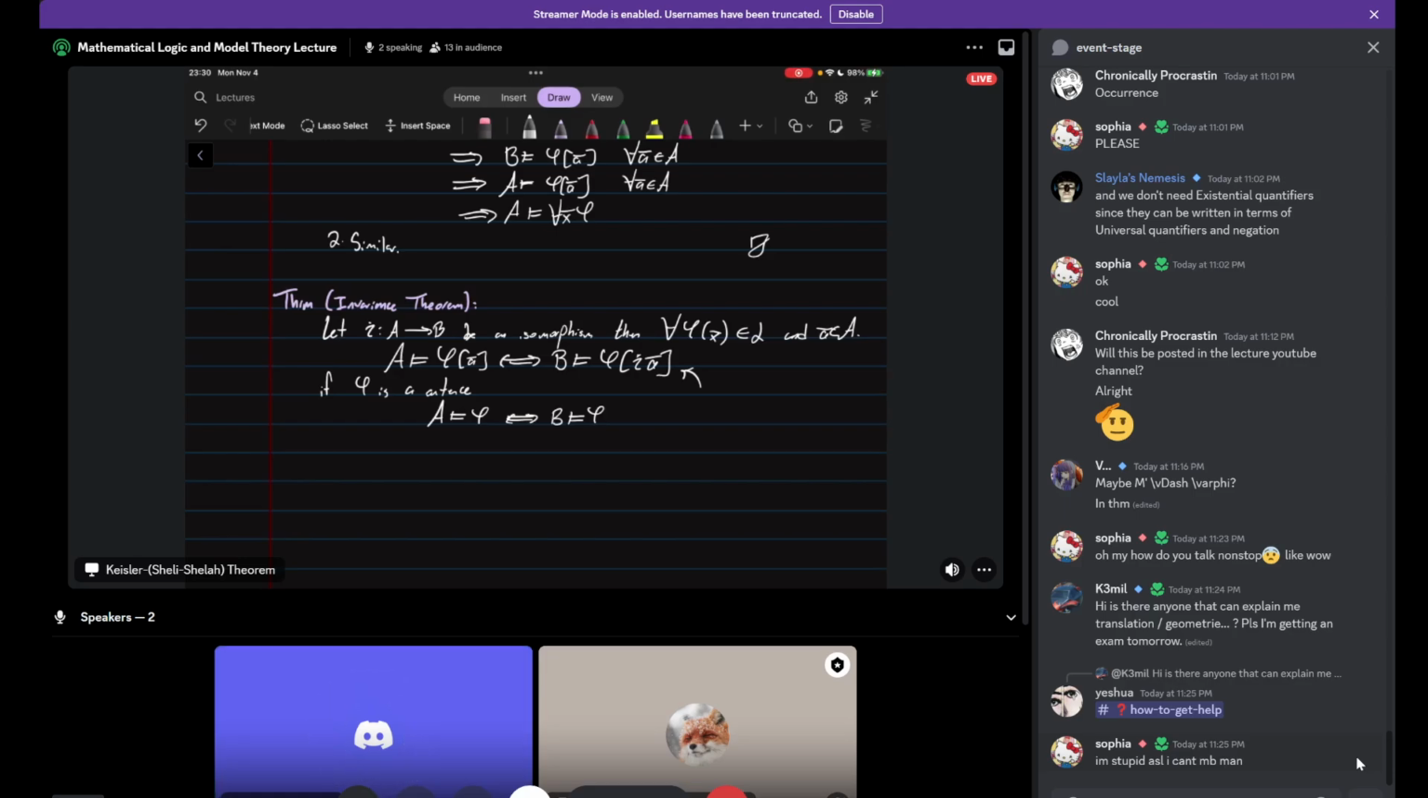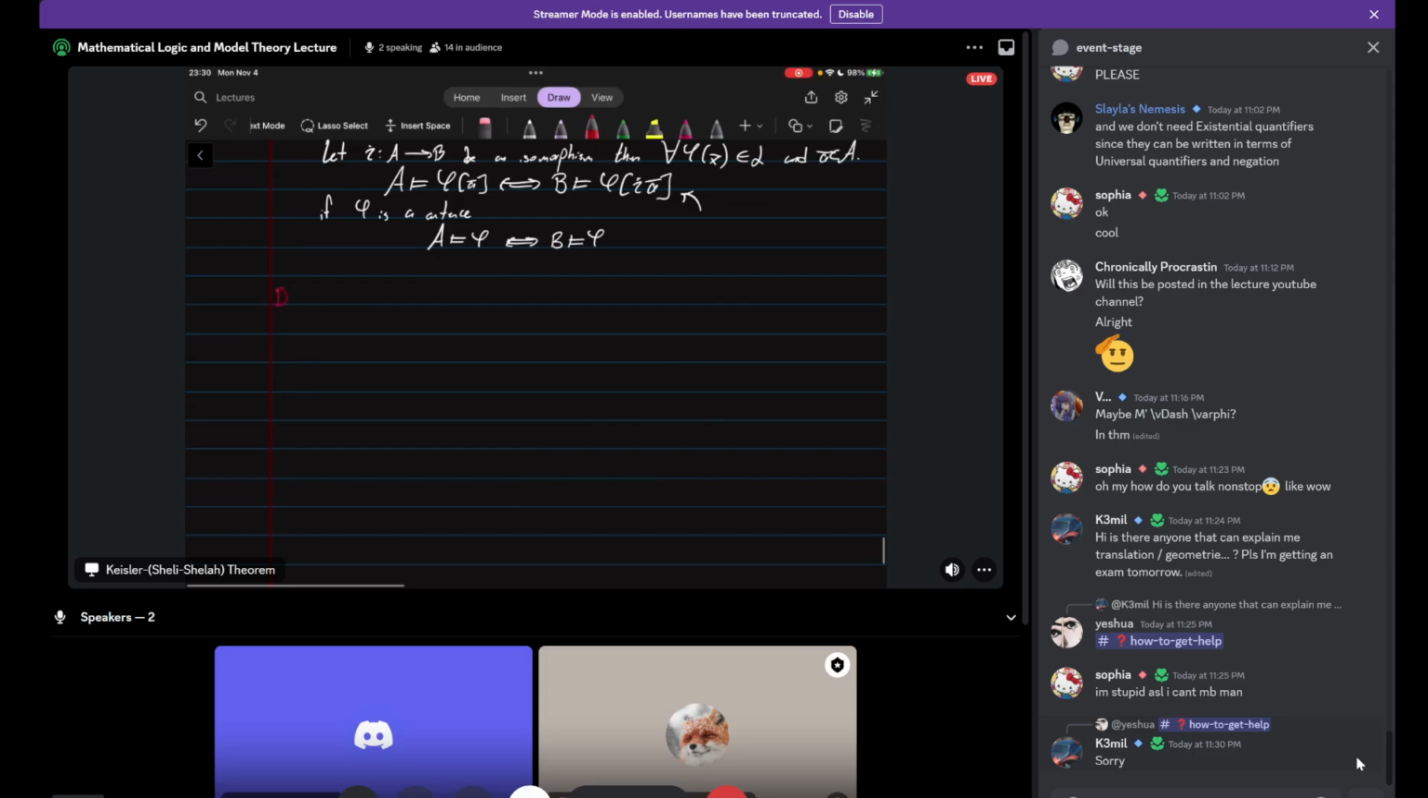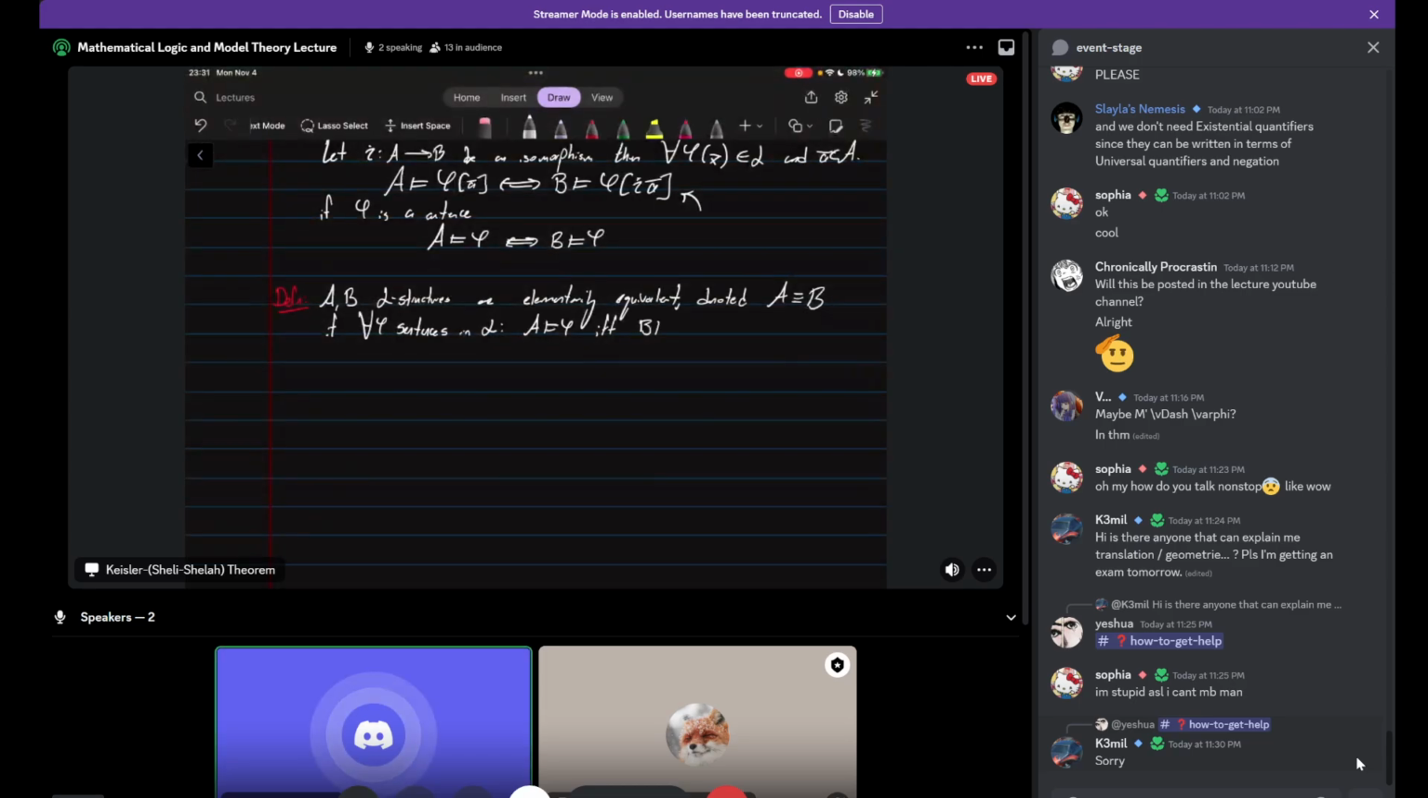The proof of this you can find in the lecture notes, which I will release soon after the lecture. And our final definition: A and B, L-structures, are elementarily equivalent, denoted A is equivalent to B, if for all sentences phi in L, A satisfies phi if and only if B satisfies phi.